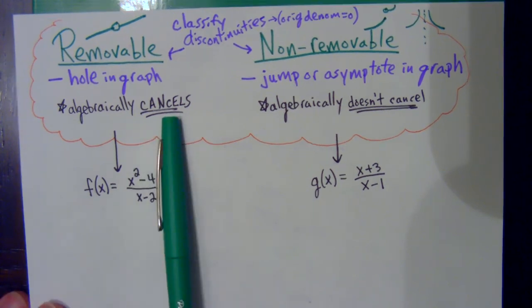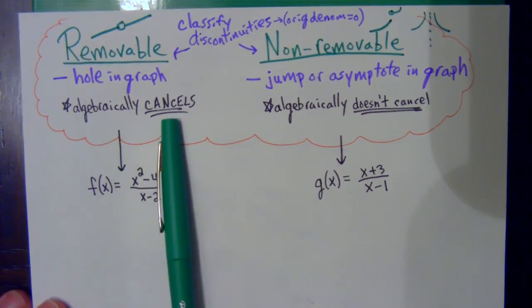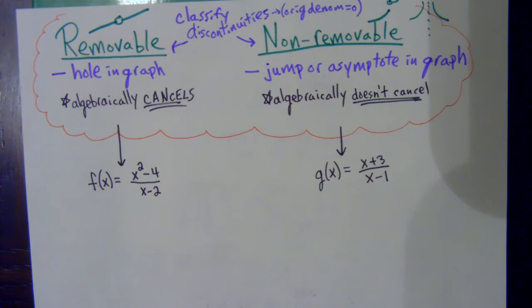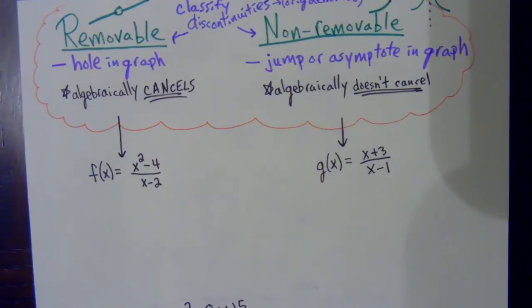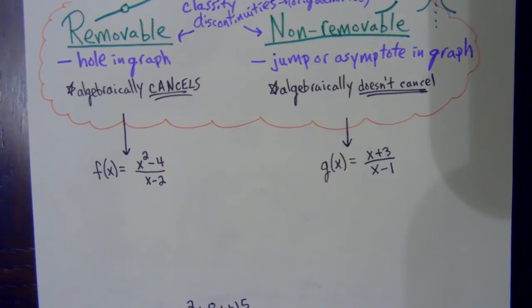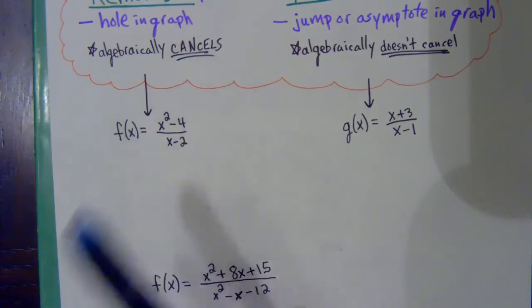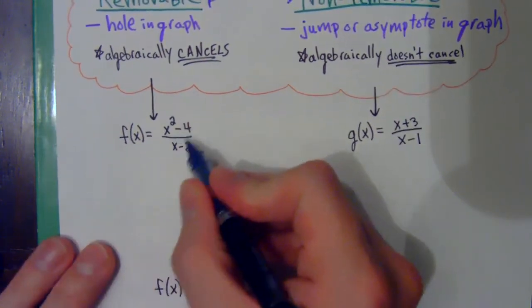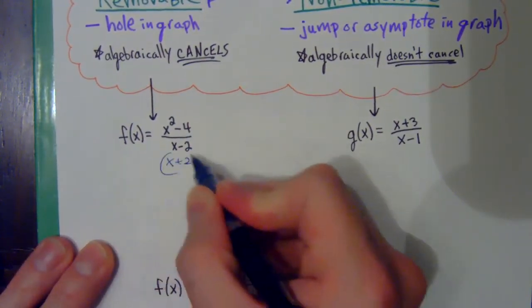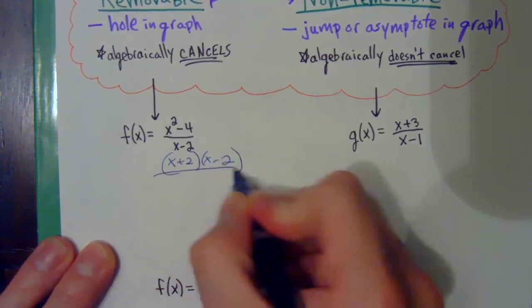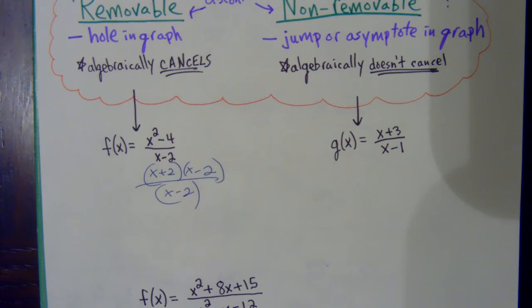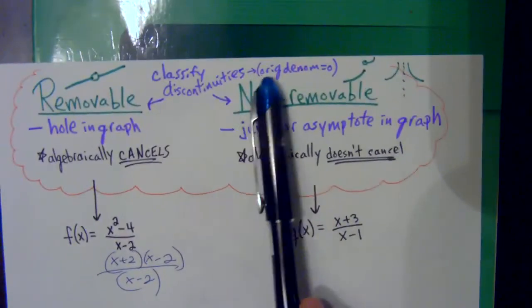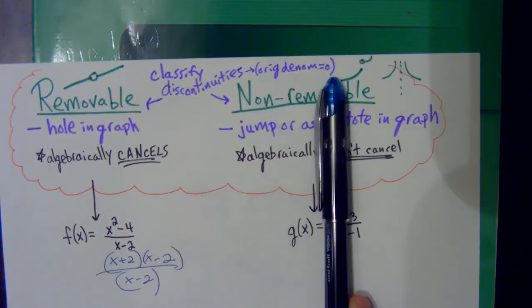So you could tell algebraically what makes it removable or non-removable, okay? If you could factor and cancel it out, then it's a removable kind, because when you're canceling, it's like you're removing that problem area. If it doesn't cancel at all, then it's a non-removable discontinuity, right? So here's an example. We know we can factor this. We can make this x plus 2, x minus 2 over x minus 2. Now, if I say where is it not continuous, first thing you've got to do is always take the original denominator, set that equal to 0.